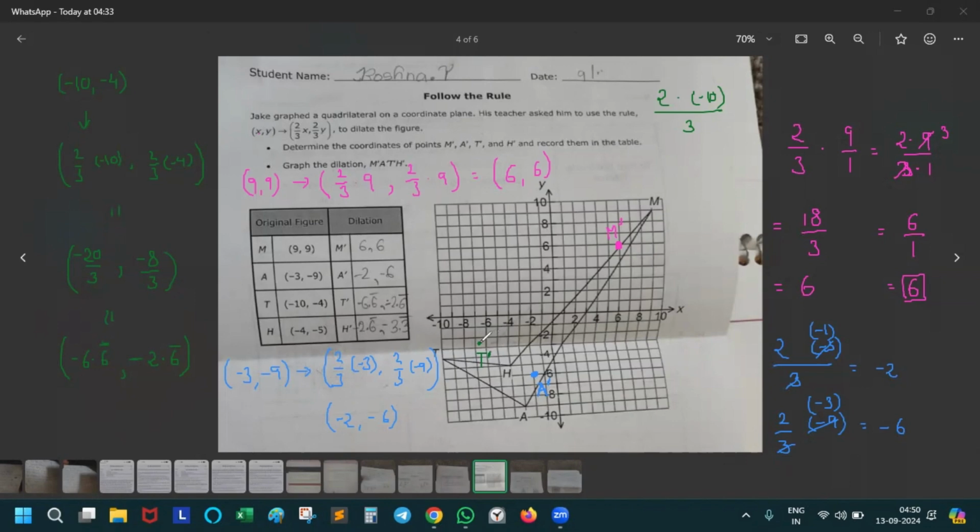Are you with me so far? Okay. Last point. Let's do H. I'm gonna do that in, let's see, black. I'm running out of space, so I'm gonna do it around here. You start with a negative 4, negative 5. You transform it to 2/3 negative 4 and 2/3 negative 5. Come on, tell me what is 2/3 times negative 4? -8. Negative 8/3.